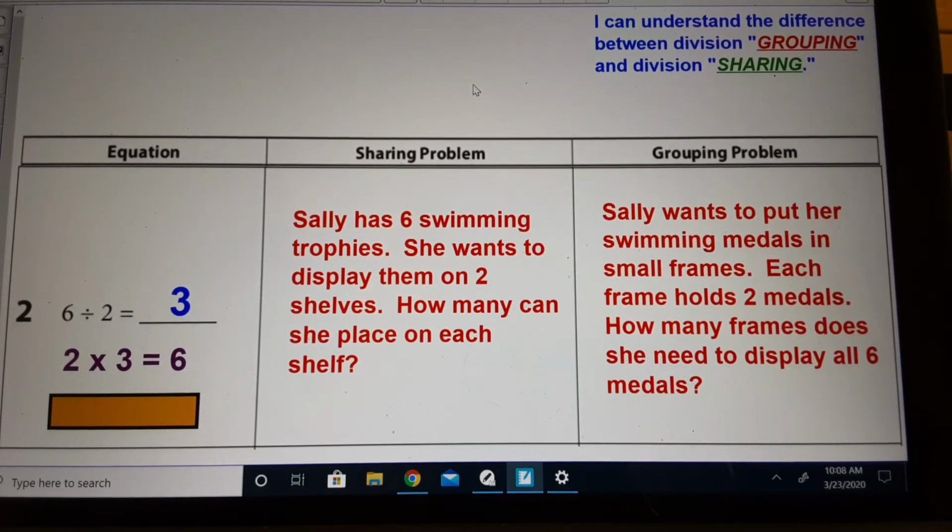Sally has 6 swimming trophies. She wants to display them on 2 shelves. How many can she place on each shelf? Is this a sharing problem?